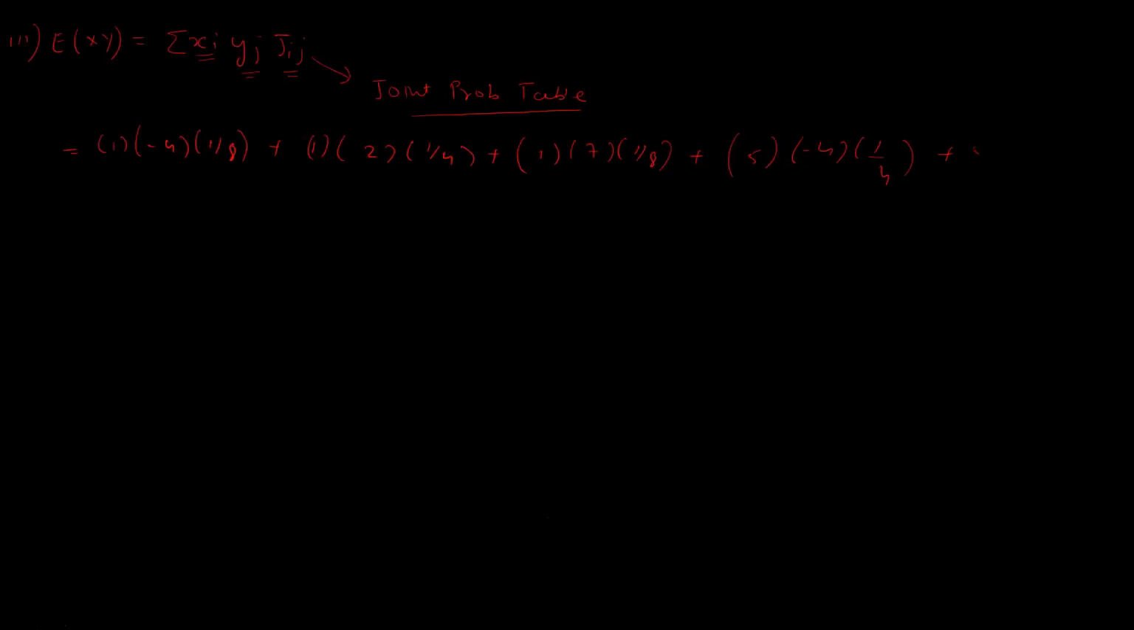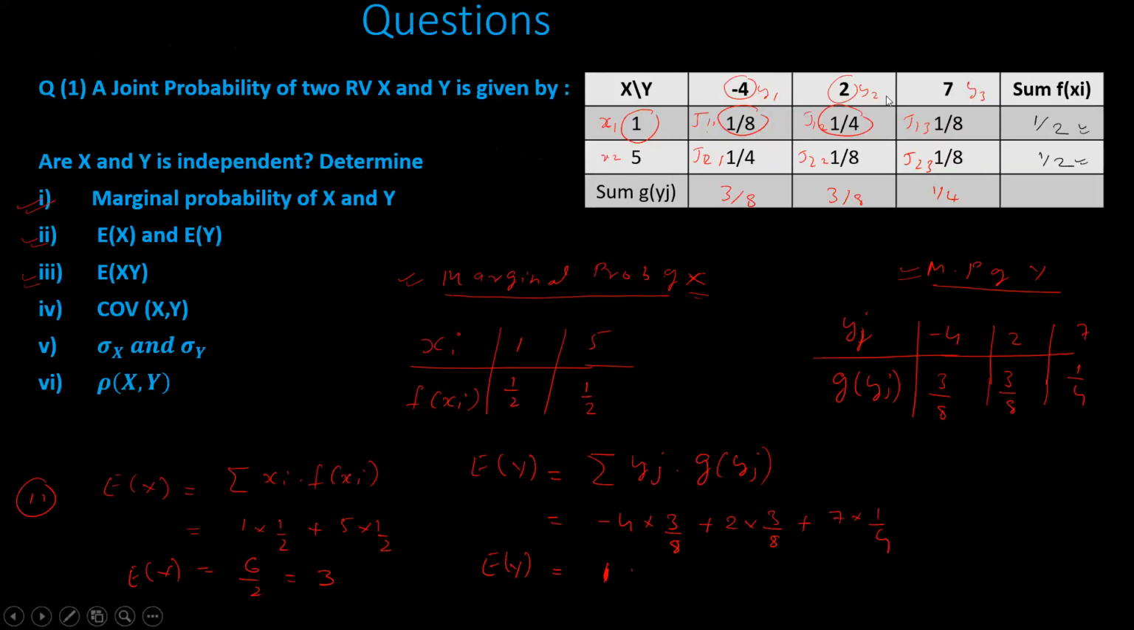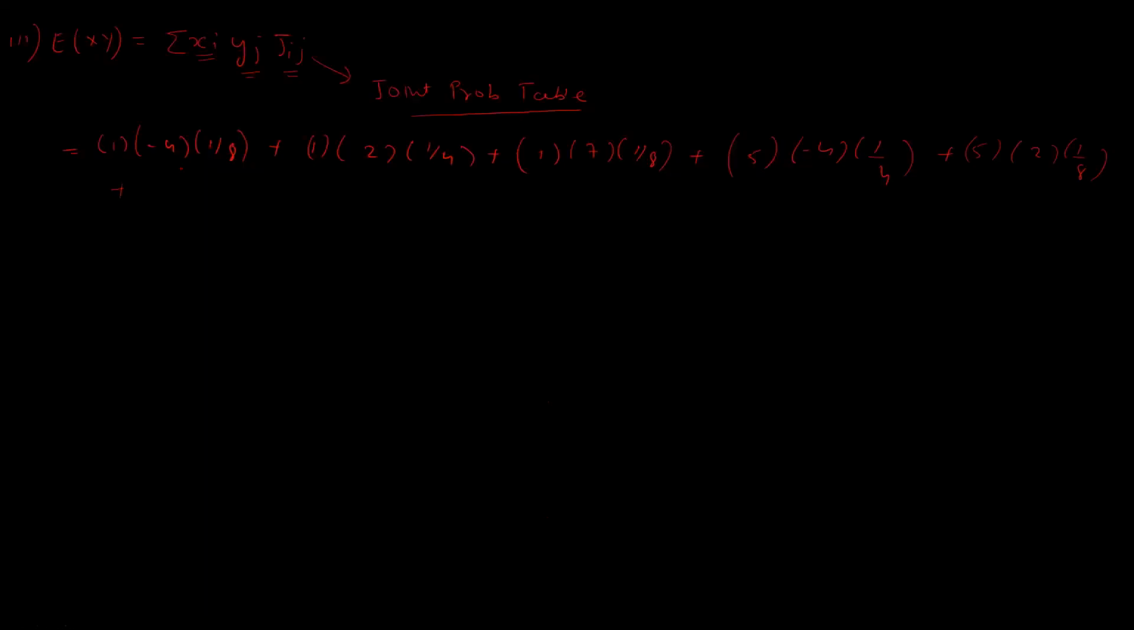So next will be 5 into 2 into 1 by 8. And the last value will be 5 into 7 into 1 by 8. So when you just calculate all these values, you will get 3 by 2. So any doubt in this? No. What is the next part I have to calculate?